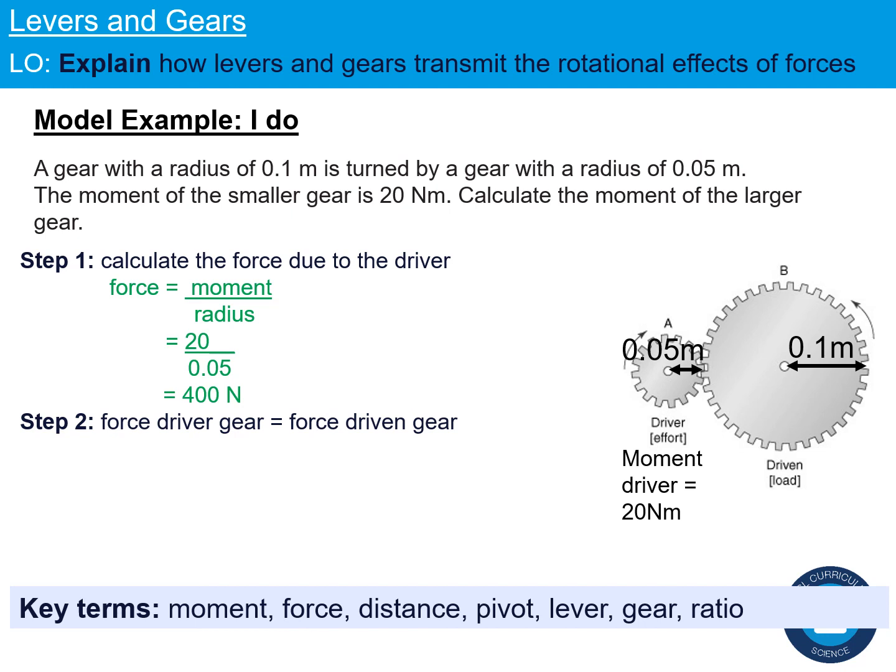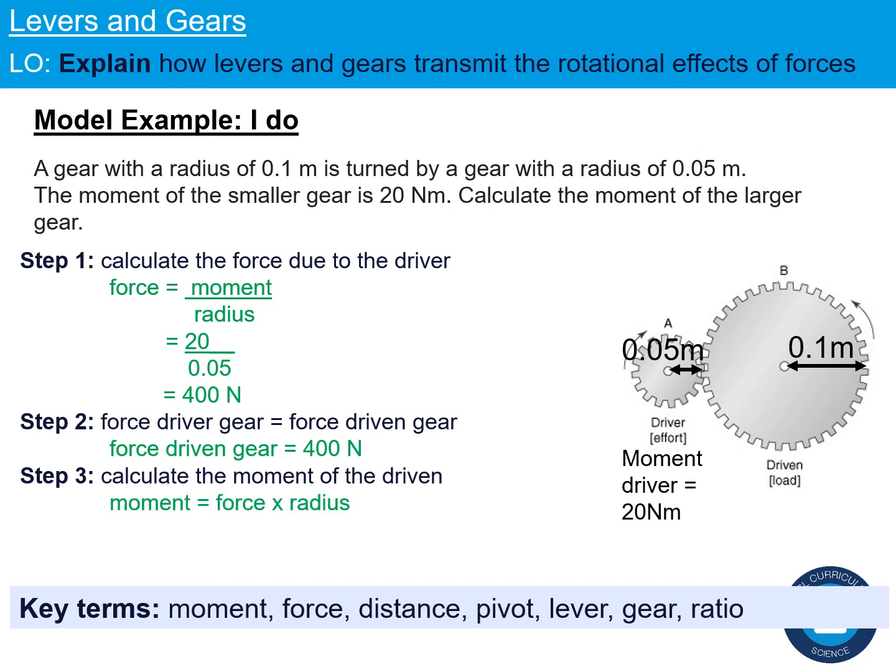Step two, we use the fact that for gears, the force of the driver gear is equal to the force of the driven gear, and therefore the force of the driven gear is 400 newtons. And finally, we can calculate the moment of the driven gear using the fact that moment equals force times perpendicular distance. Again, with gears, that perpendicular distance is the radius. So we do 400, which is the force we calculated in step two, times 0.1, because that is the radius of the driven gear, and we get 40 newton meters, making sure our units of moments are in newton meters.